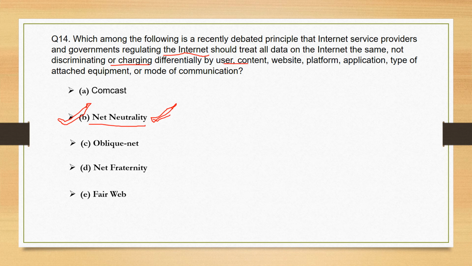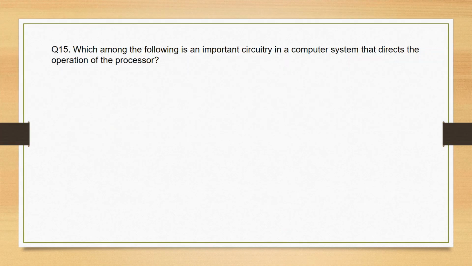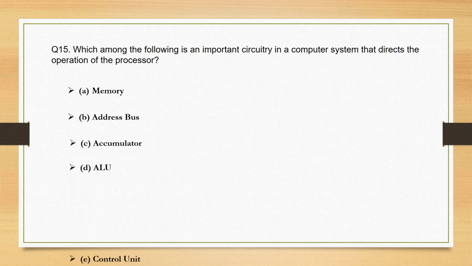In the next question: which among the following is an important circuitry in a computer system that directs the operation of the processor? The options are memory, address bus, accumulator, ALU, and control unit. Out of these, memory is the area where you store data. Whenever you are storing data, you call that memory.